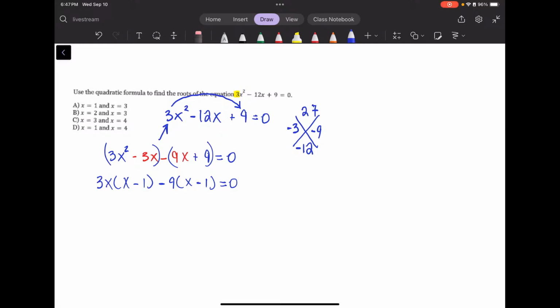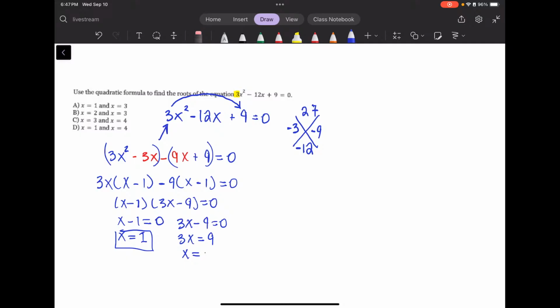So we already know, due to what's inside the parentheses, both of them are the same. So this is going to be correct. So we have x minus 1 is our first factor, and our second factor is 3x minus 9 is equal to 0. So once we solve, set them equal to 0, we know x is equal to positive 1. And then the second factor, 3x minus 9 is equal to 0, meaning 3x is equal to 9 when we add it. And after we divide, x is going to be equal to 3.